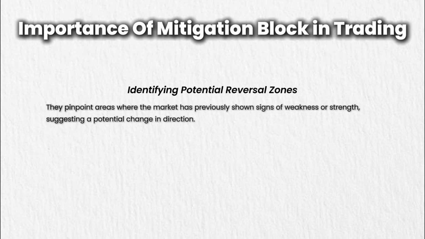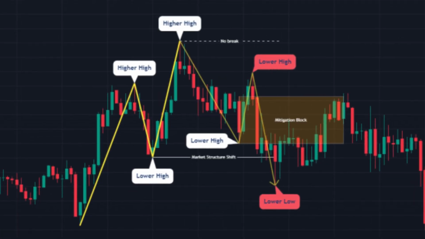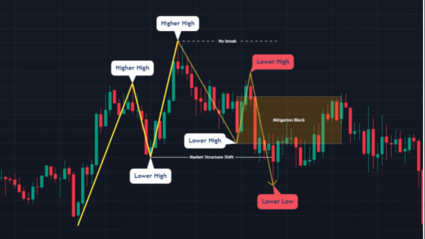What makes the mitigation block important in trading? Mitigation blocks are crucial for traders because they offer valuable insights into potential market reversals. Here's why. 1. Identifying potential reversal zones. They pinpoint areas where the market has previously shown signs of weakness or strength, suggesting a potential change in direction. For instance, when a bearish mitigation block forms, it is expected to become a supply zone from which the price can continue downwards. The same can be said for the bullish mitigation block, which will become a demand zone from which you may expect a further rally to the upside.